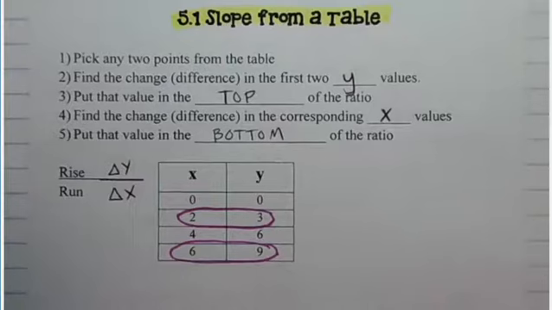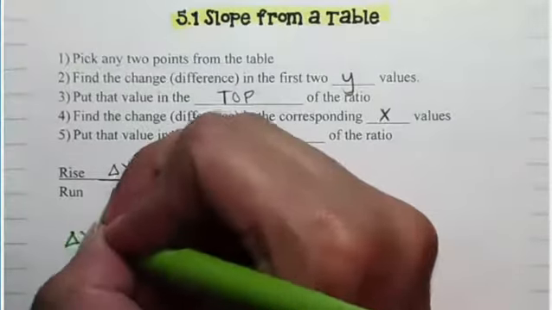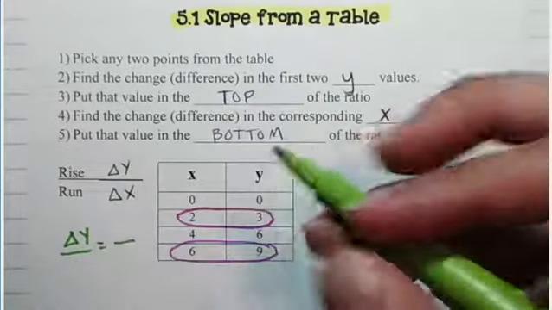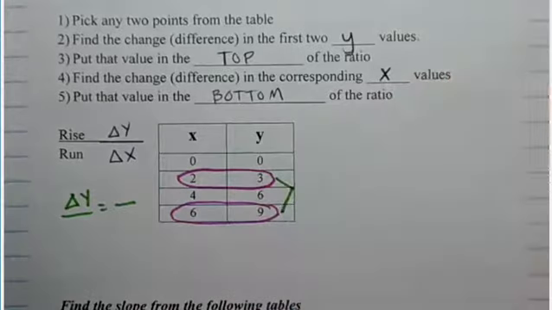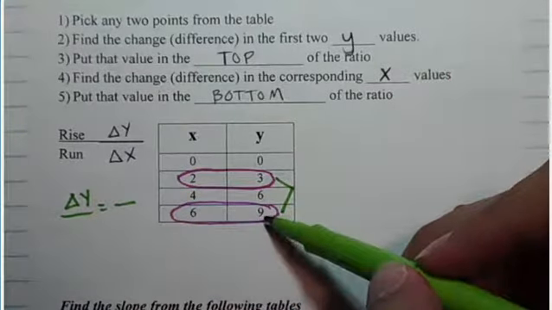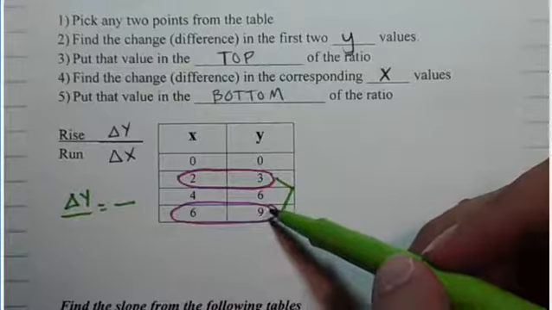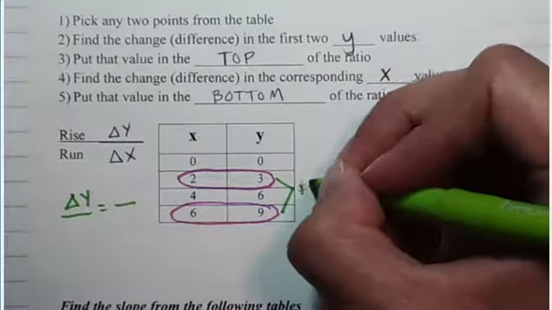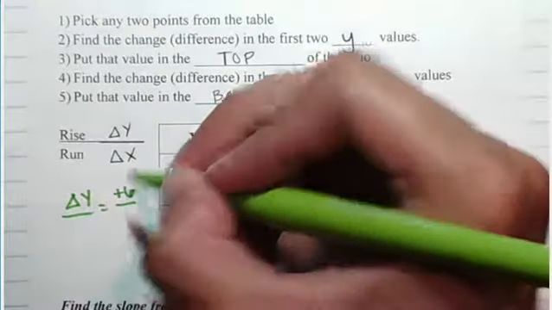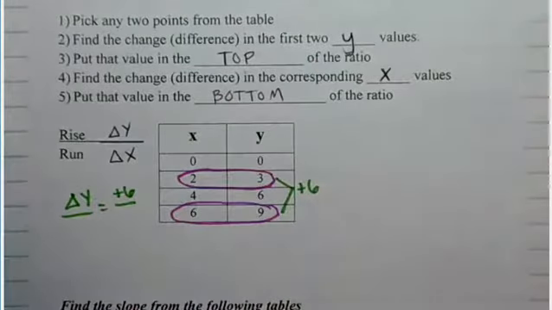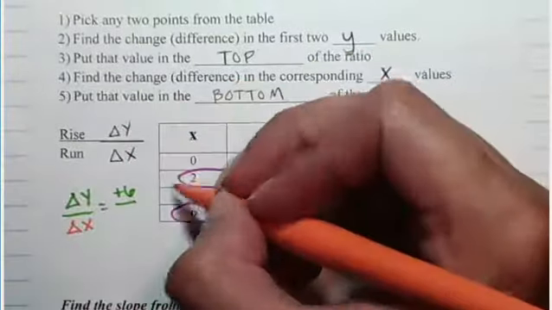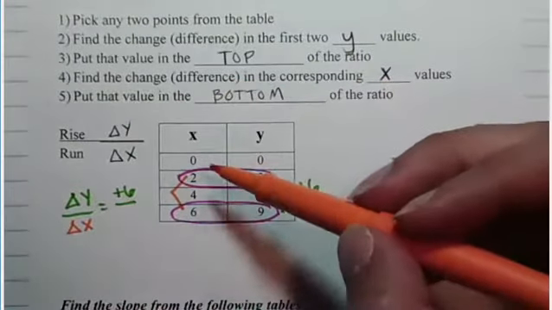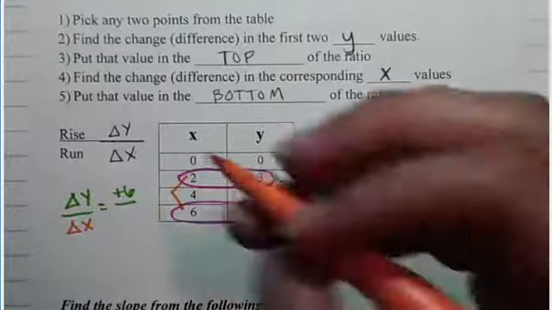So let's go ahead and use this method. Okay, again, if I want to do the change in the y values first, I'm going to pick these 2 points that we already chose. What's the difference between 3 and 9? What happened? 3 and 9. I went up how much? I went up 6, so that's a positive 6 for the change in the y values that I chose. The x values that I chose, what happened from 2 to 6? I went up 4.